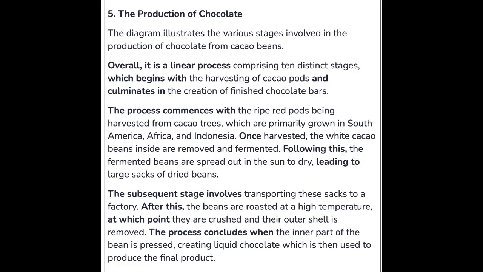The process commences with the ripe red pods being harvested from cacao trees, which are primarily grown in South America, Africa, and Indonesia. Once harvested, the white cacao beans inside are removed and fermented. Following this, the fermented beans are spread out in the sun to dry, leading to large sacks of dried beans. The subsequent stage involves transporting these sacks to a factory. After this, the beans are roasted at a high temperature, at which point they are crushed and their outer shell is removed. The process concludes when the inner part of the bean is pressed, creating liquid chocolate which is then used to produce the final product.